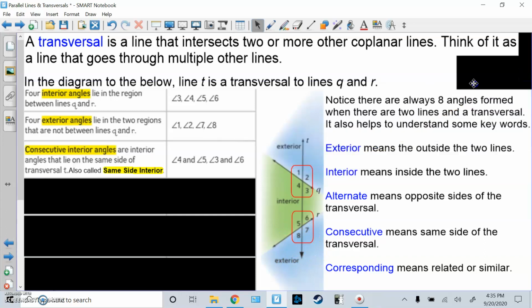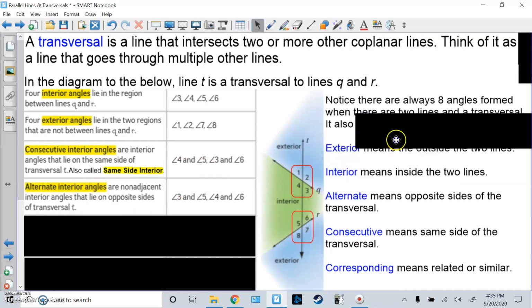Then our first thing is consecutive interior angles. So consecutive means same side, and interior, so same side inside. Sometimes we even call it same side interior angles. Alright, so from the same side of the transversal, and the inside, we have 4 and 5. We also have 3 and 6 right here. So 4 and 5 and 3 and 6 are examples there.